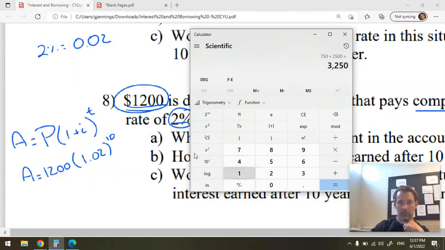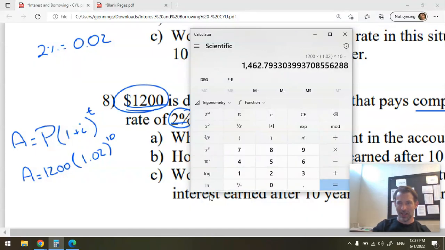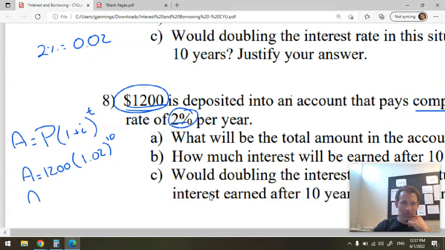So let's evaluate. There it is, raised to the power 10. And then make a prediction before you push go. I predict that it's going to be grown by about a third. So it's going to be, thank you so much, about 1,600. Let's see. 1,460. Oh, my guess wasn't that bad, but it was a little optimistic. The amount that's in there is going to be equal to 1,460.